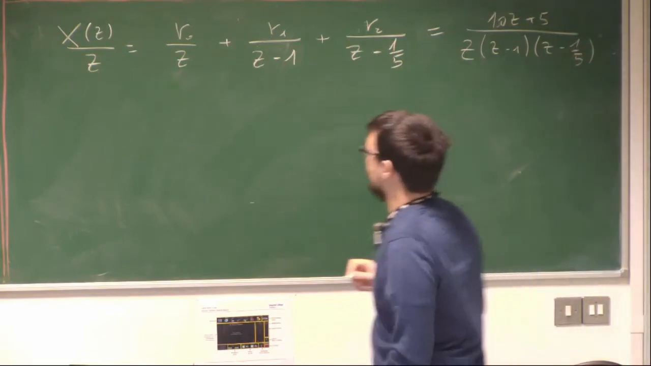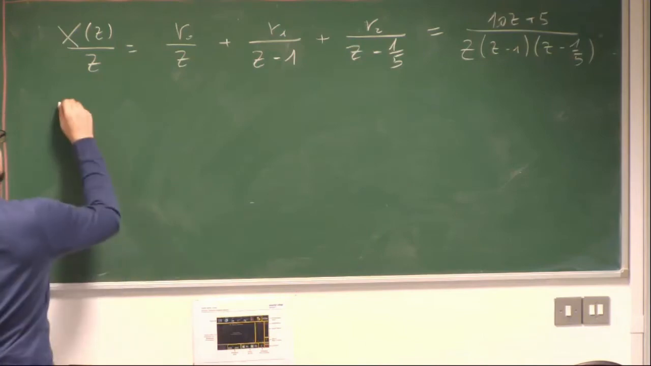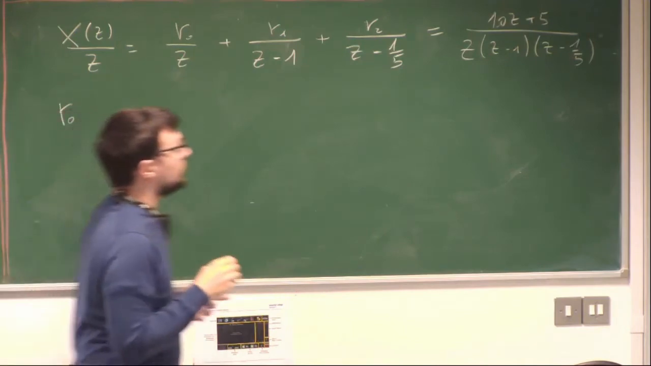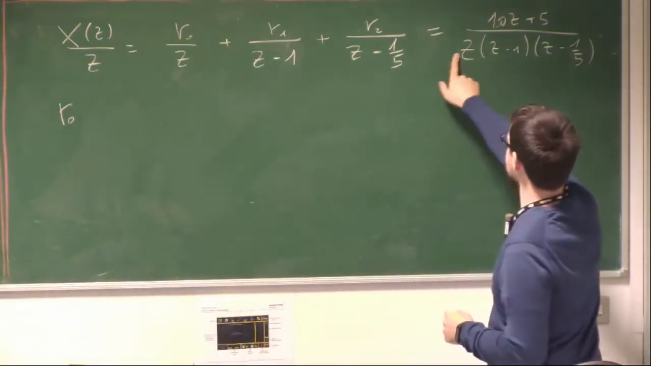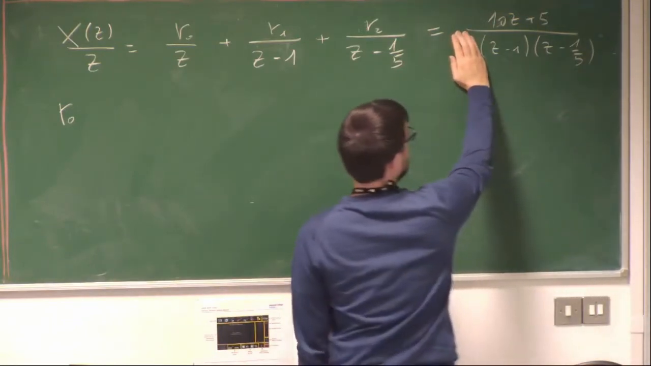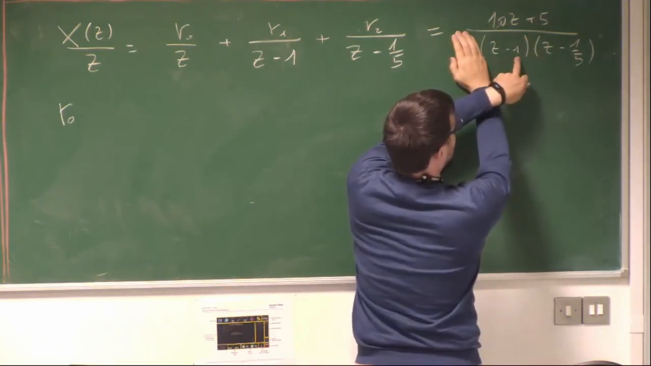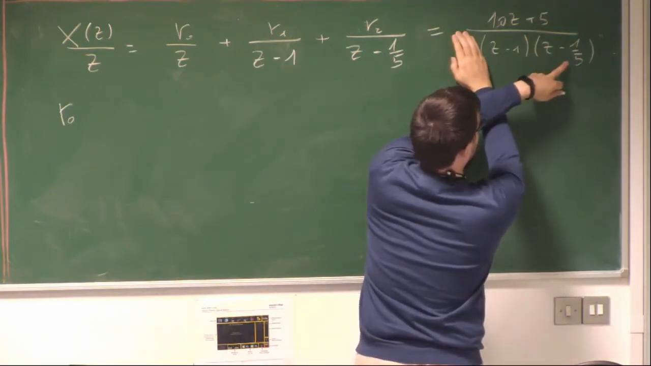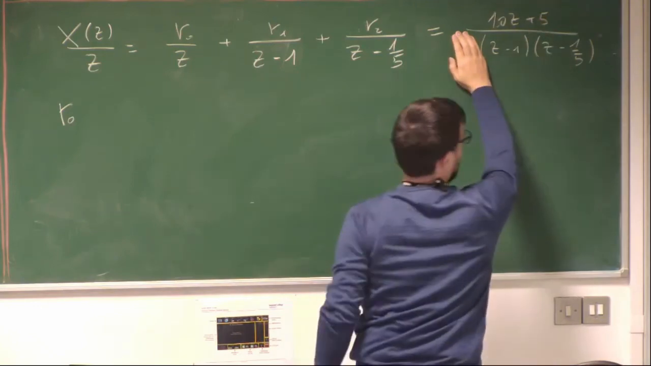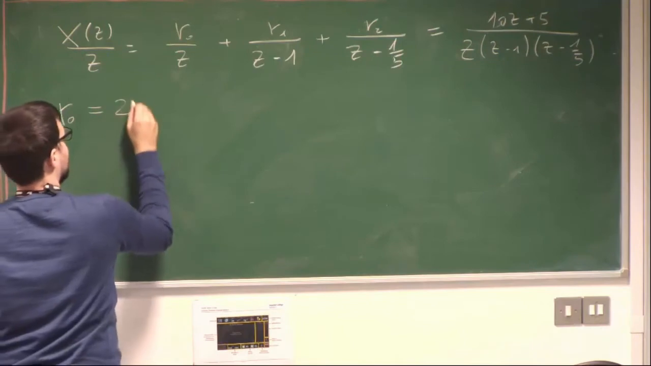This is the case for simple poles, so this is quite easy to do. r0 can be computed by multiplying by z, so this is not here anymore, and then we replace z equal to 0 and see what happens. So it's 5 divided by minus 1 times minus 1/5. So it's 5 divided by 1/5. So it's 5 times 5, so it's 25.